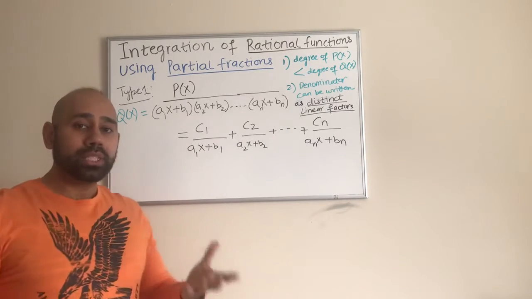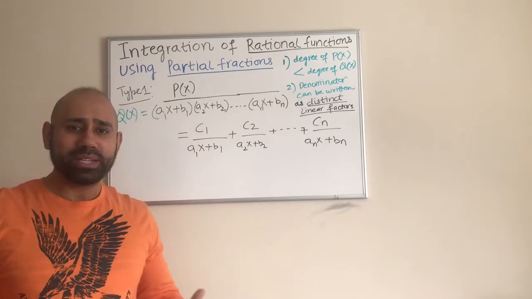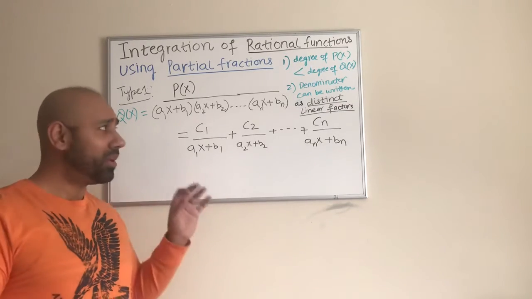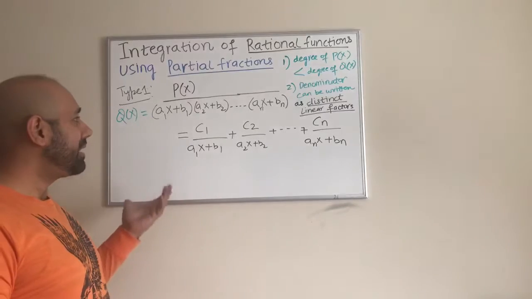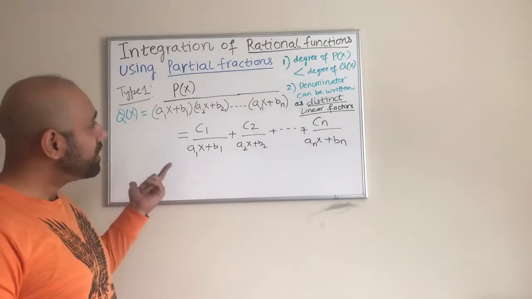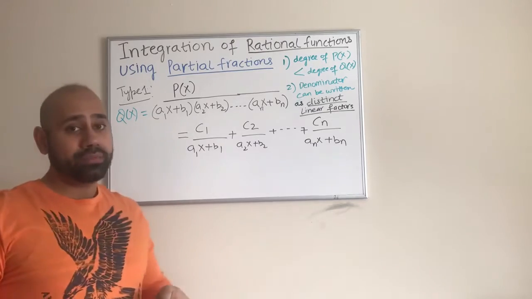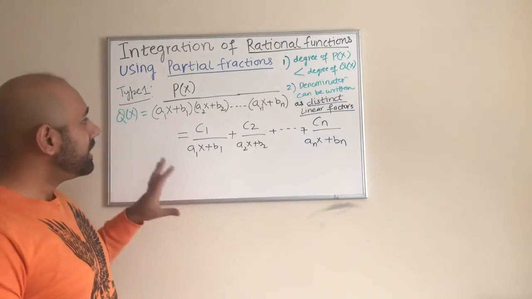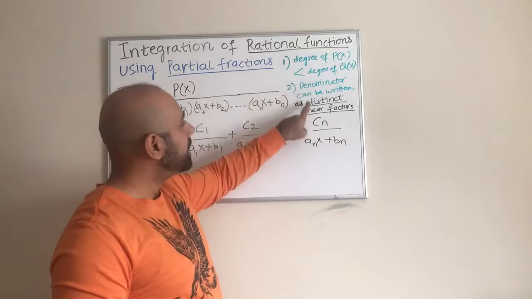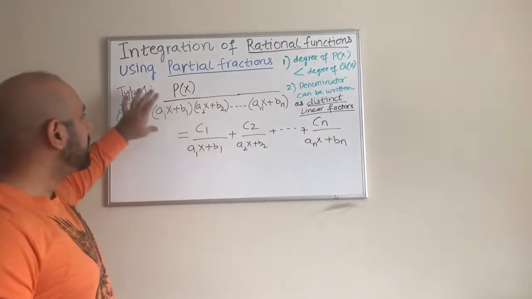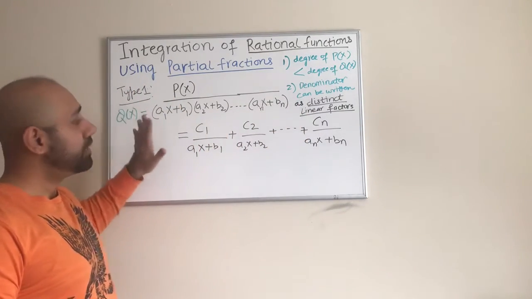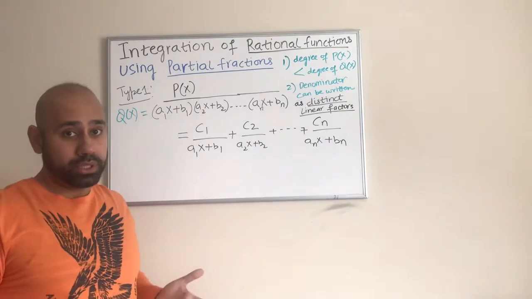Of course, I'm going to show you examples that might also give you some ideas or hints about why it works for only distinct linear factors in the denominator. And also the degree of the numerator has to be less than the degree of the denominator. So guys, these are the two key things that one has to keep in mind before one starts to actually write the partial fractions or partial decompositions.